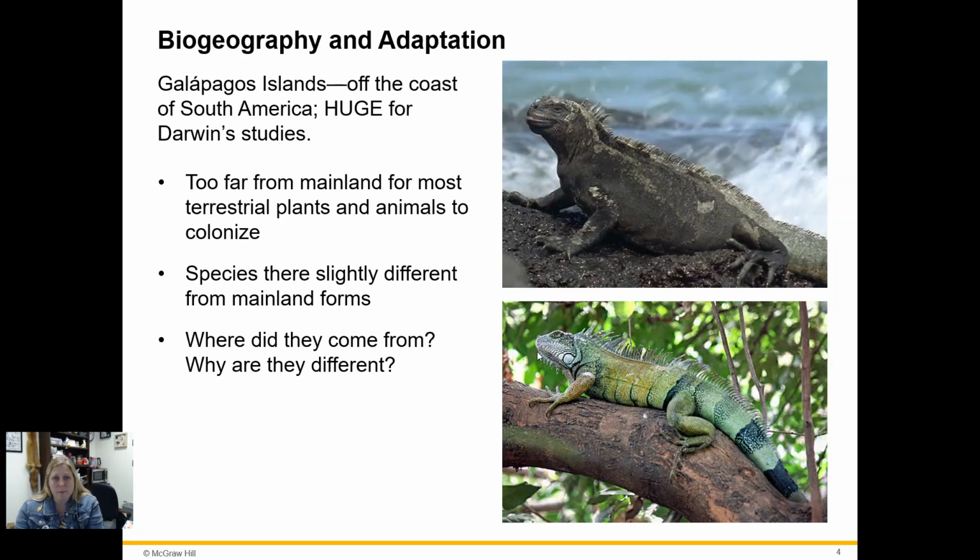It's thousands of miles away. And so he knew that there was very little chance that these animals were having consistent influx. There weren't populations moving and mixing. And the species on the islands were different from the mainland forms. They were different enough in a way that allowed them to be well adapted to the environment.